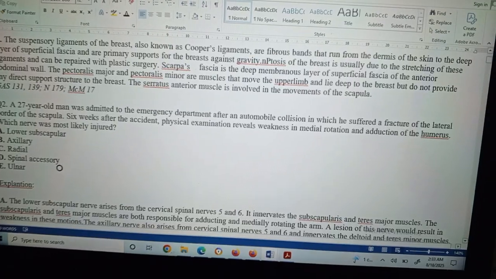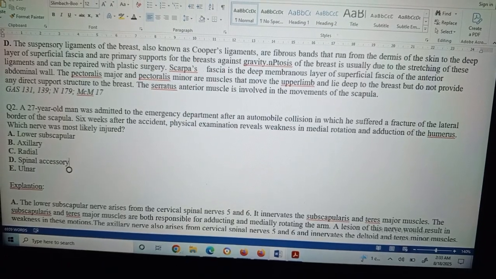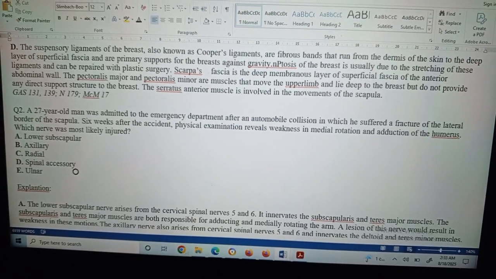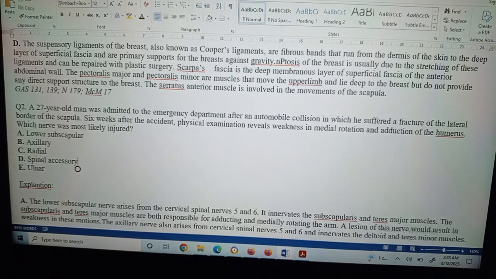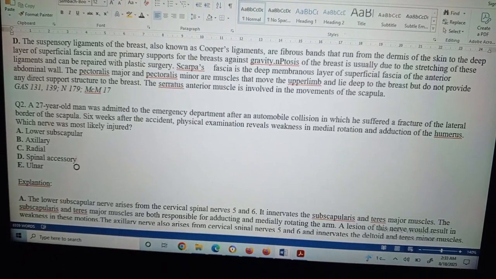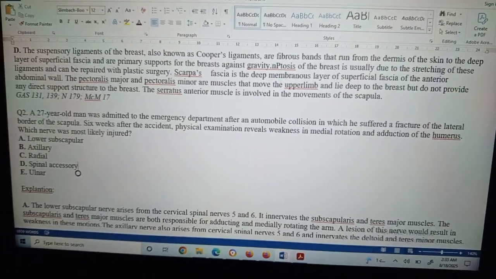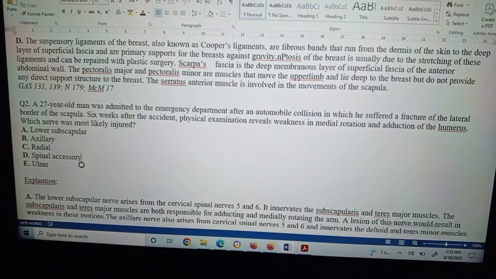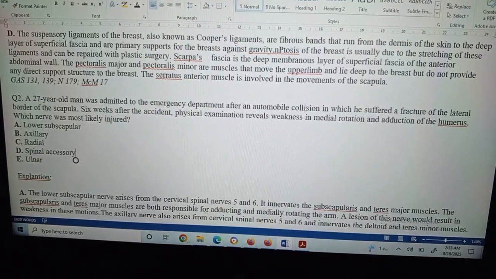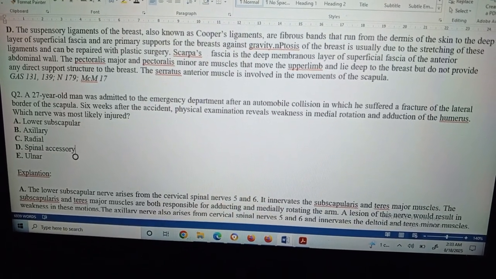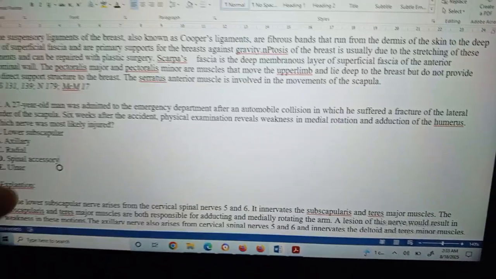Question number 2 says: a 27-year-old man was admitted to the emergency department after an automobile collision in which he suffered a fracture of the lateral border of the scapula. 6 weeks after the accident, physical examination revealed weakness in the medial rotation and adduction of the humerus. Which nerve was most likely damaged? Now in the MCQs, how you are going to choose the option is: the muscles which perform the medial rotation and adduction of the arm are subscapularis and teres major, which are supplied by the lower subscapular nerve, which can be asked to you in your exam.